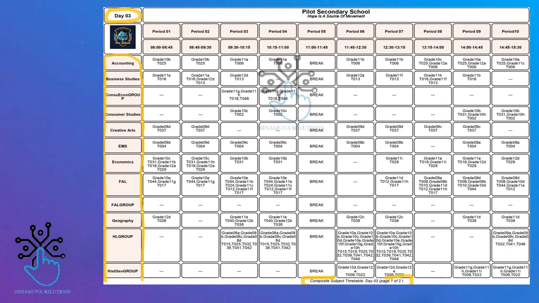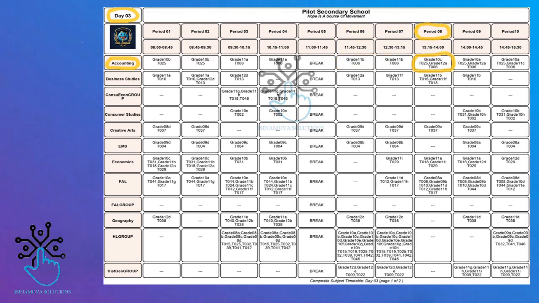The information conveyed by this Composite subject timetable is that in the first 2 periods of day 3 of the school week, the accounting subject is taught to grade 10B students by teacher T025, followed by another double period of accounting taught to grade 11A students by teacher T006, followed by a break in period 5, followed by another double period of the accounting subject taught to grade 11B students by teacher T006.